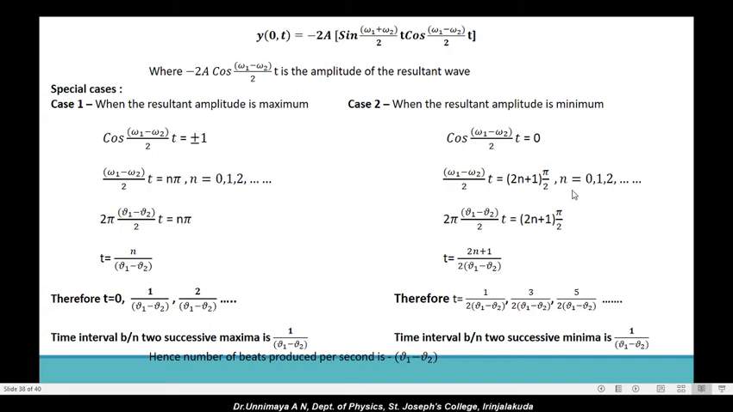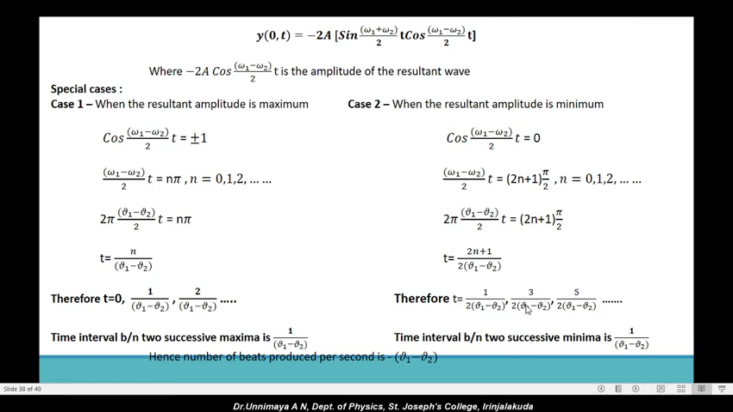Substitute the values for n, that is 0, 1, 2, etc. Then we will get t as follows. First case, n is equal to 0, then t is 1 by 2 into (nu1 minus nu2). Next case n is equal to 1, so 2 into 1 plus 1, that is 3 divided by 2 into (nu1 minus nu2). Next case n is equal to 2, 2 into 2 plus 1, that is 5 divided by 2 into (nu1 minus nu2). Next case will be 2 into 3 plus 1, that is 7 divided by 2 into (nu1 minus nu2), and like that it goes on. Now what is the time interval between two successive minima?